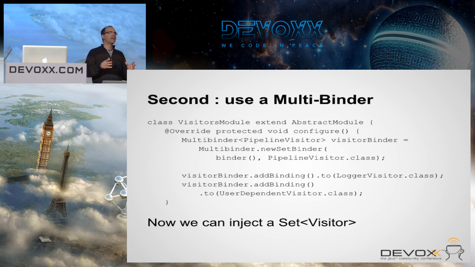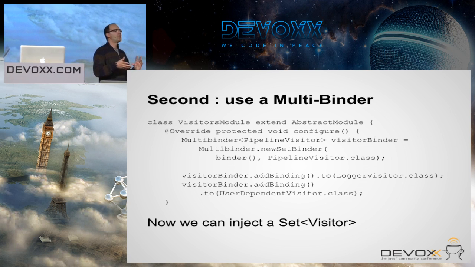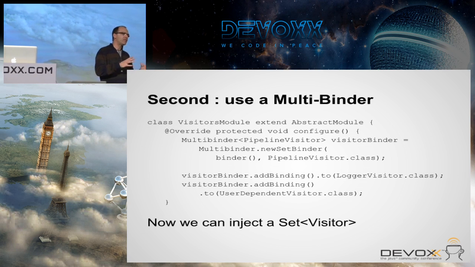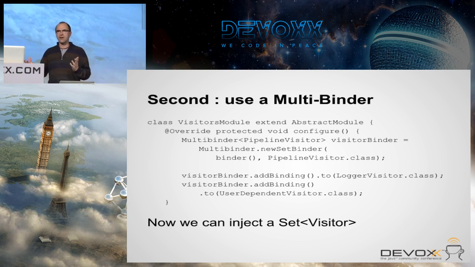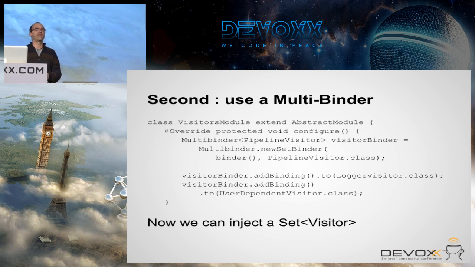You've got a factory now. If you want to have maybe a pipeline that runs with a different set of visitors, you need a second factory, and then maybe now you need 10 variations of these visitors list, and then you need 10 factories. I mean, it becomes really, really nasty very quickly.